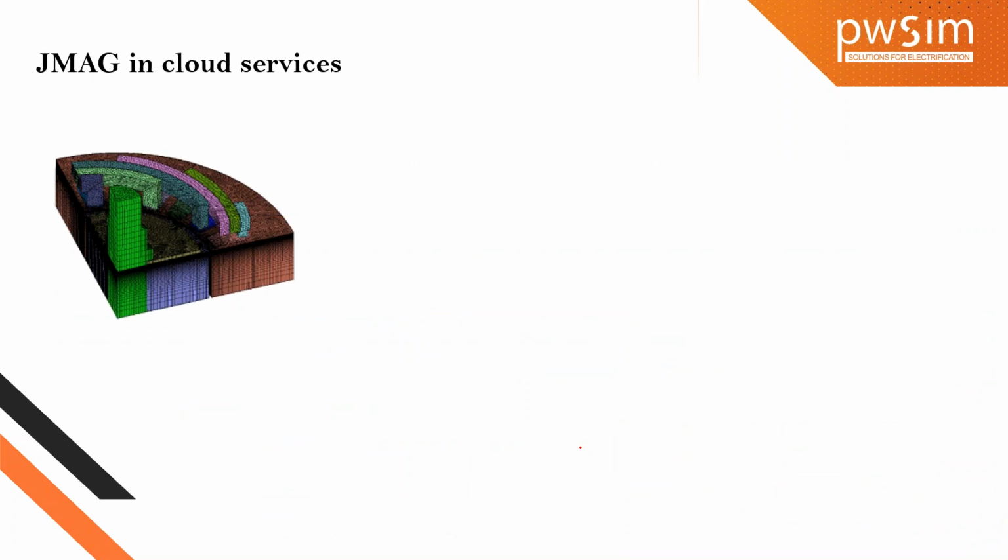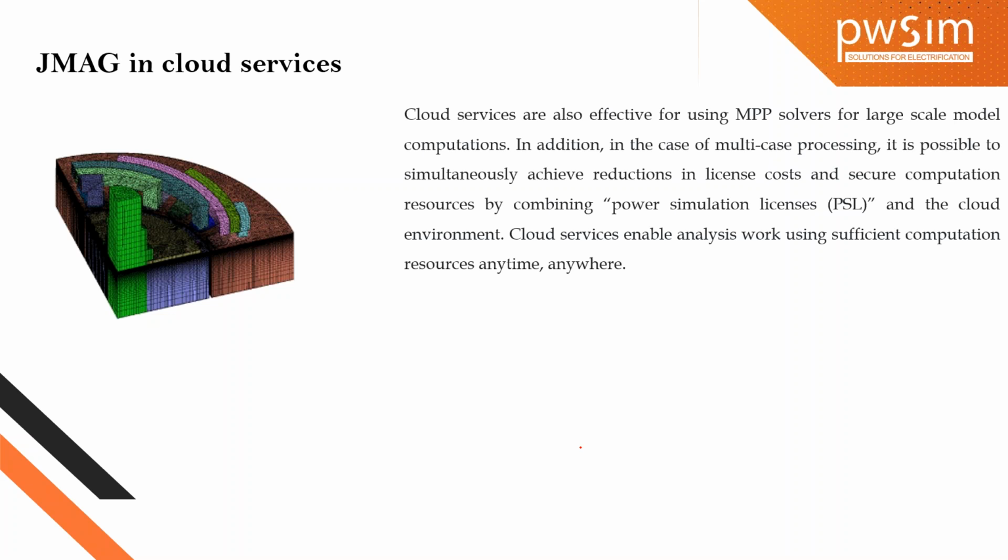So also we can use JMAG in cloud services. We have a 3D model with a fine mesh for an IPM machine with coil modeling. The cloud services are also effective for using MPP solvers for large-scale model computations. In addition, in the case of multi-case processing, it is possible to simultaneously achieve reductions in license cost and secure computational resources by combining the power simulation license. JMAG provides a power simulation license for the various solvers for 2D transient static analysis, to calculate in parallel and reduce the license cost.